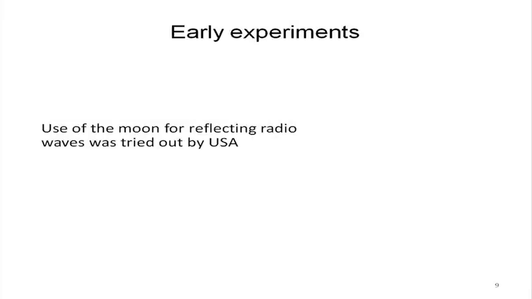Let us go back to the early experiments. People have tried many things to achieve this type of technology. Initially people said, why not use the moon as a reflecting surface for radio waves. It was tried for some time, but the moon is not always visible. At some times of the day the moon is not visible, so continuous communication is quite difficult, and also you need large power to transmit the signal to the moon and have it come back. So high power is required.